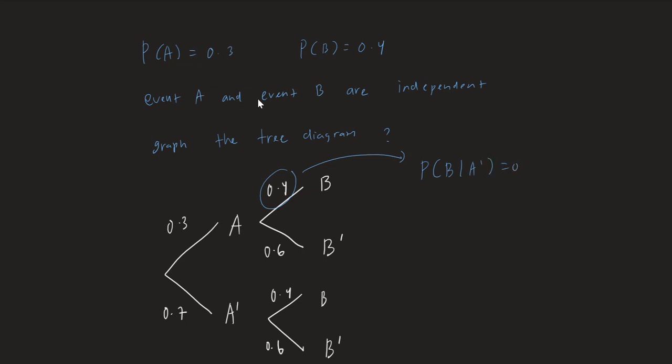Okay, we're getting somewhere. So this is the probability of B given A prime. So then the probability of B will be 0.4.